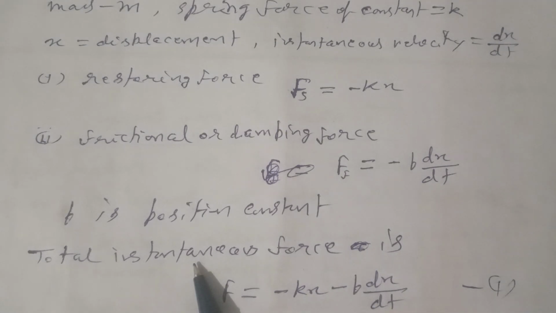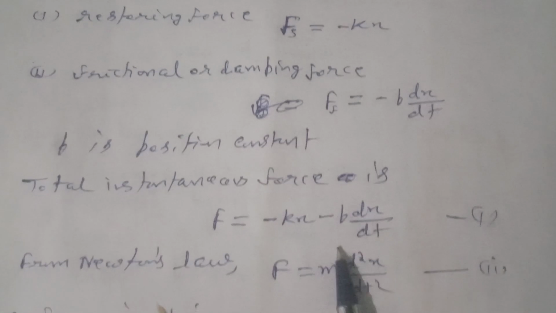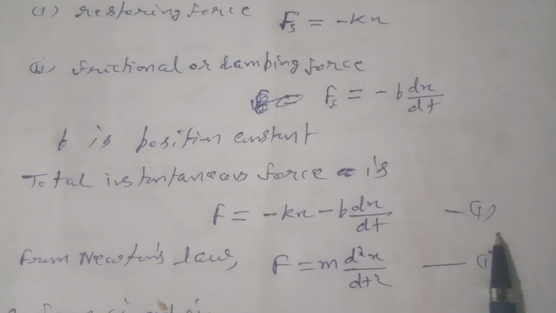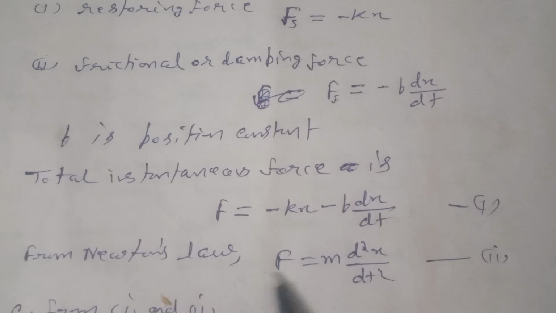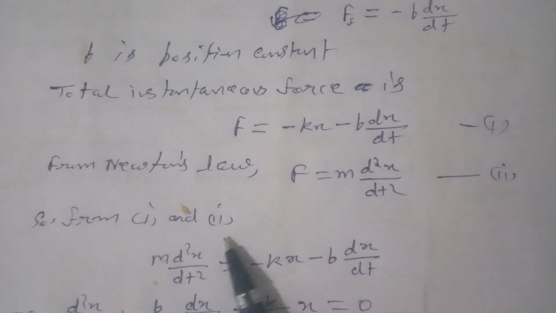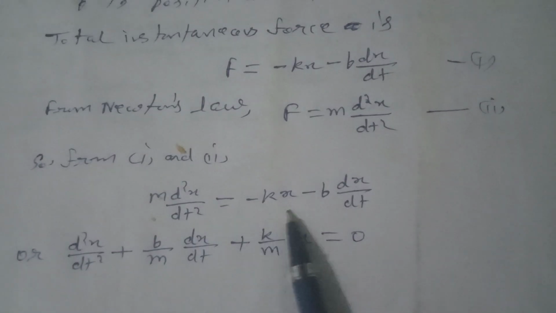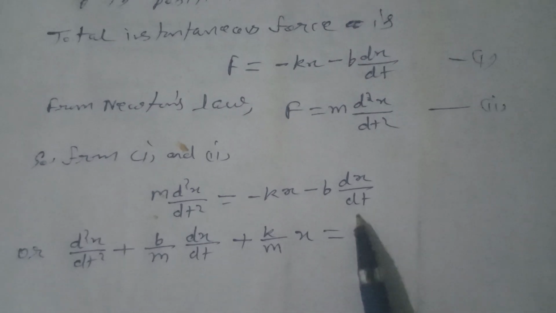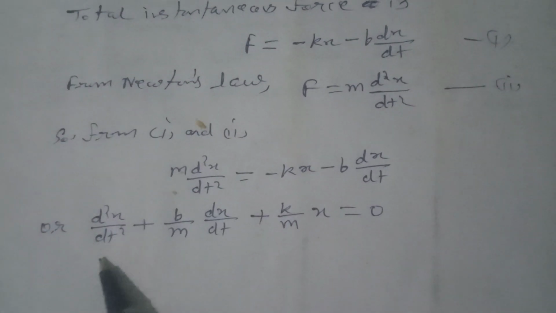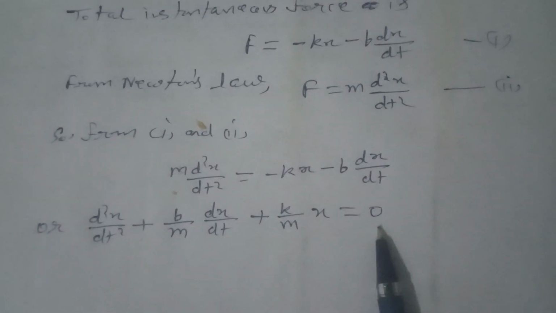So the total instantaneous force acting on the body is F equals minus kx minus b dx by dt. This is equation 1. Now from Newton's law we know that force is mass into acceleration, so F equals m d2x by dt square. This is equation 2. Combining 1 and 2 we get m d2x by dt square equals minus kx minus b dx by dt, and arranging it we have d2x by dt square plus b by m dx by dt plus k by m into x equals 0.